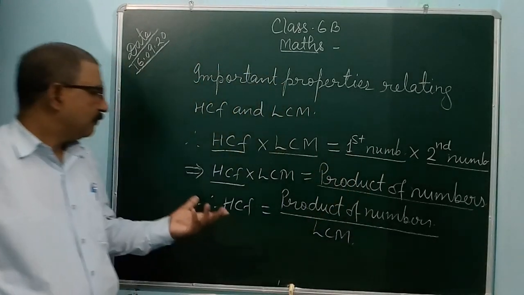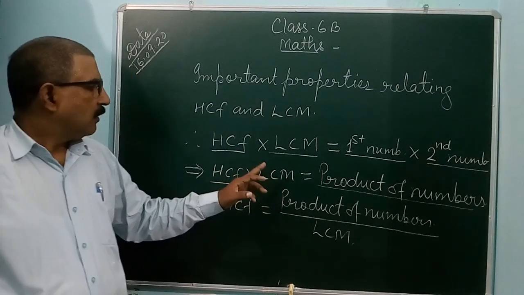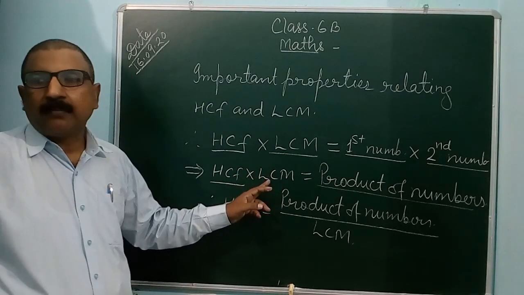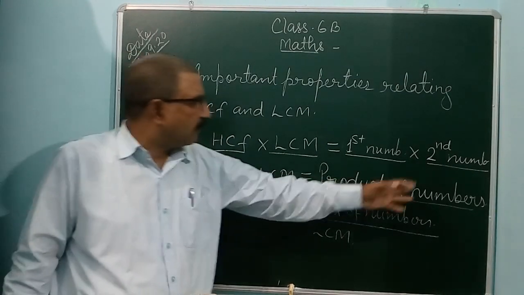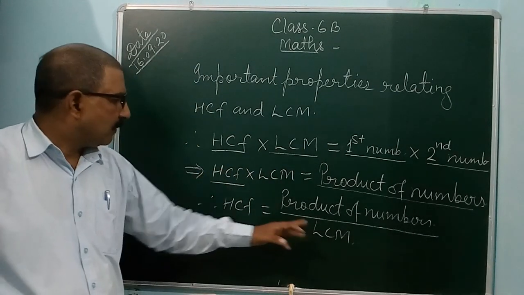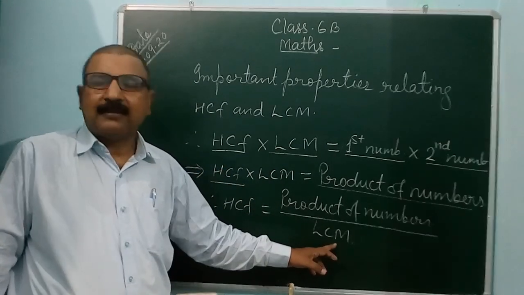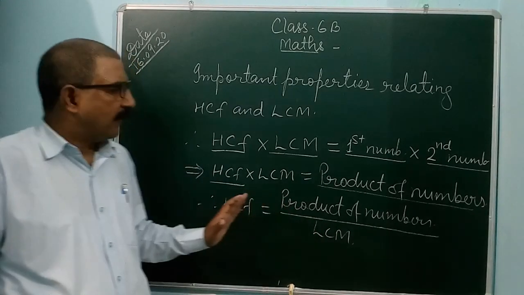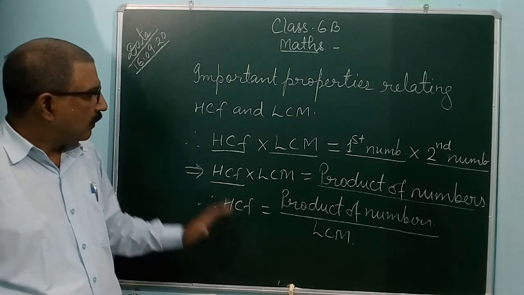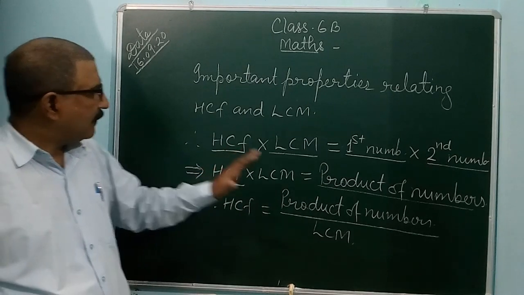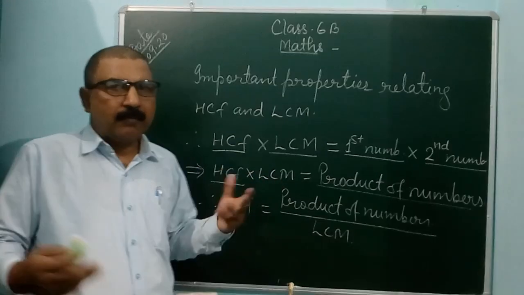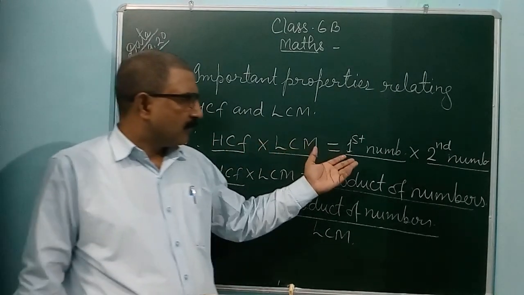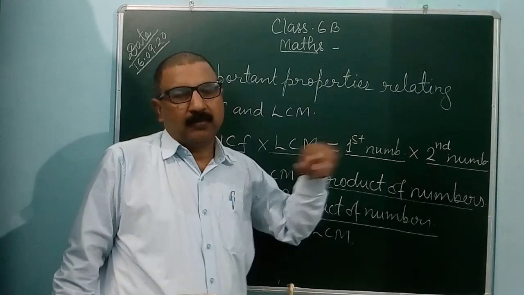Vice versa. If you have to find out LCM of the number, you can also write product of the numbers upon HCF. In the place of LCM, it will be HCF. In this way, you can find out HCF or LCM. But suppose you have HCF and LCM both, and you have the first number, but you have not the second number.